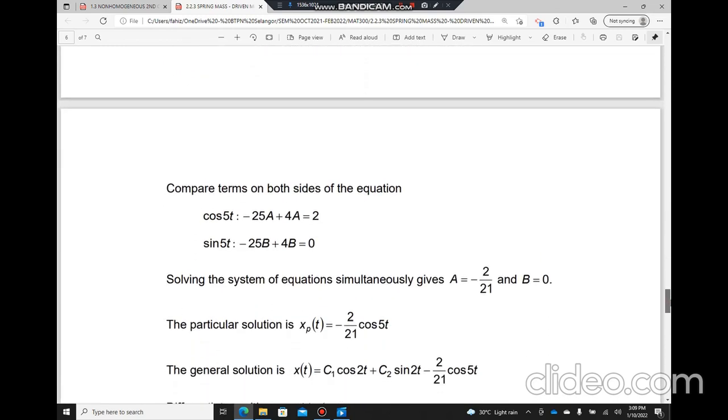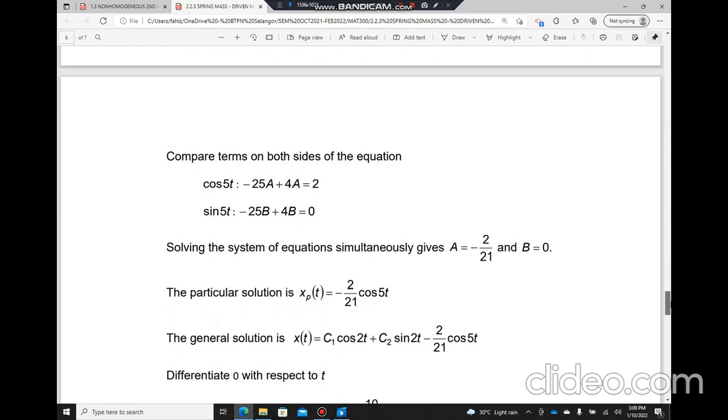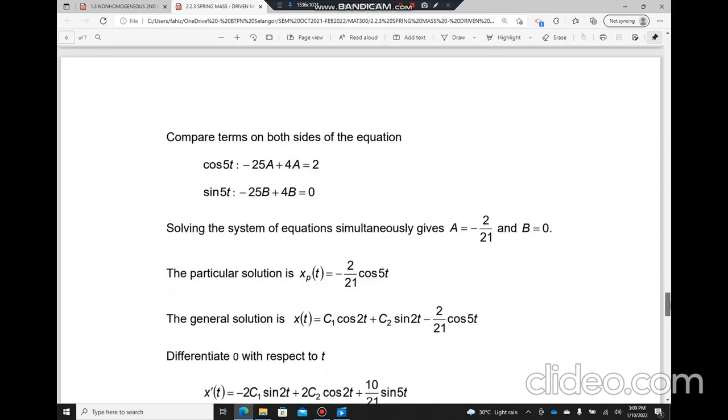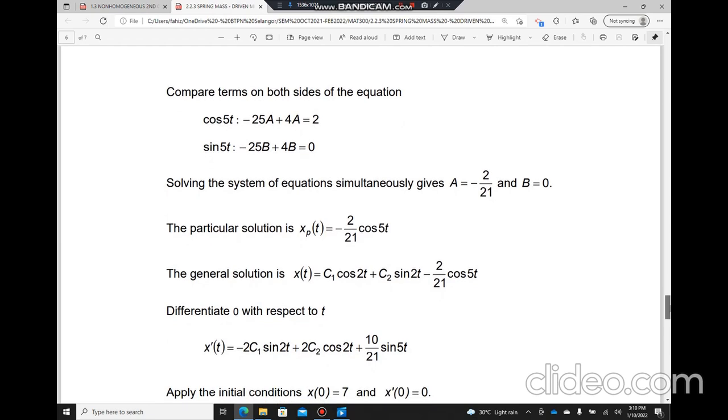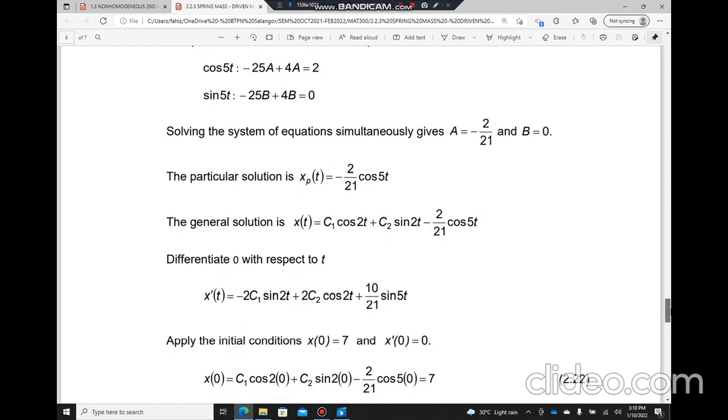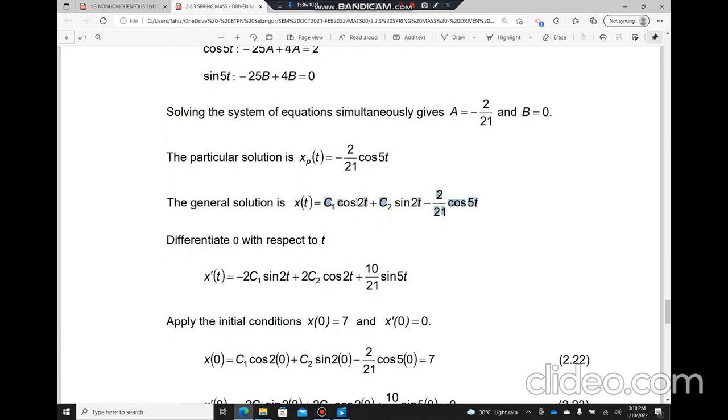Okay, so after substituting everything, compare terms on both sides of the equation. Same as before, we take one value for cos and one value for sin, and then solve the simultaneous equations. So we get A equals -2/21 and B equals 0. So the particular solution xp is -2/21 cos 5t. And then for the general solution, we combine xc plus xp. So this is the general solution.